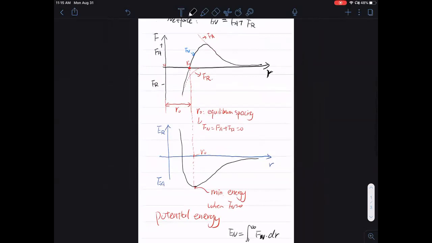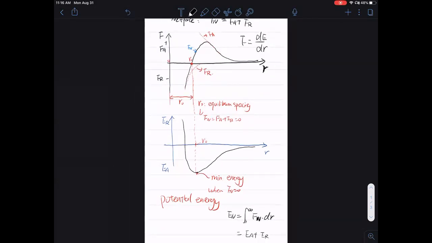So on the top here, the force can also be written as dE, where E is energy, derivative with respect to dr, the distance between atoms. This is how energy and force look like between two atoms. Then what can those bonding energy tell us?